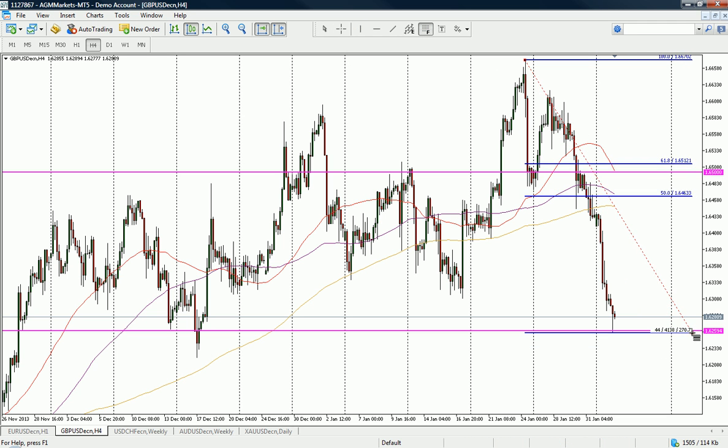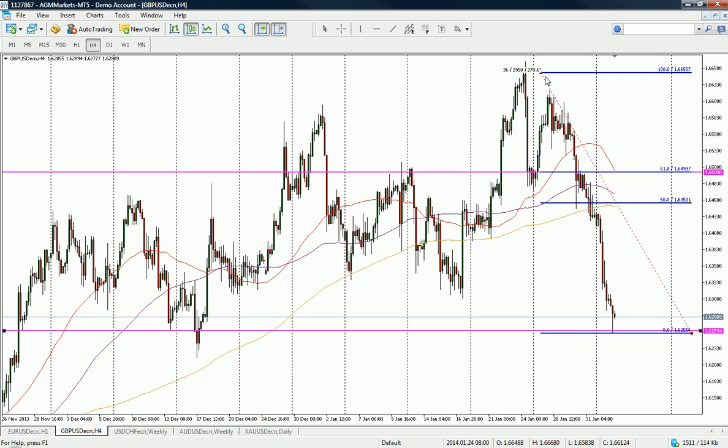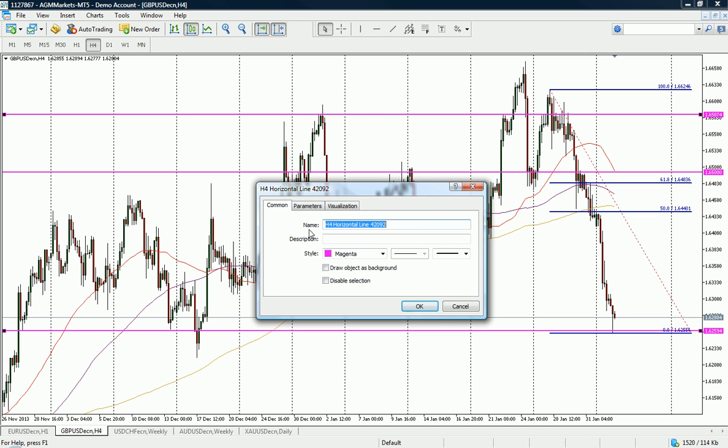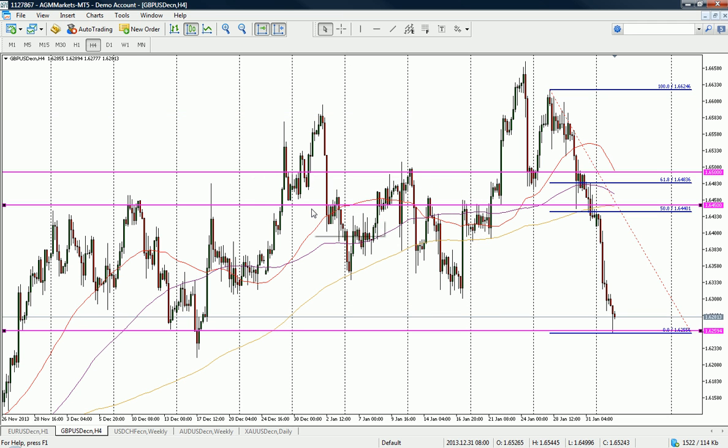So you've got this fib from the high, and that 50% comes in at 1.6460s, and that coincides with these moving averages as well. Or if you want to bring it lower, some people will be looking at this one, I would have thought, as the swing high. It's a tricky one to call, really, and that's 1.6440s. So keep an eye on that. In fact, I'd keep 1.6450s up there as well, as an interesting sort of round number resistance as well.